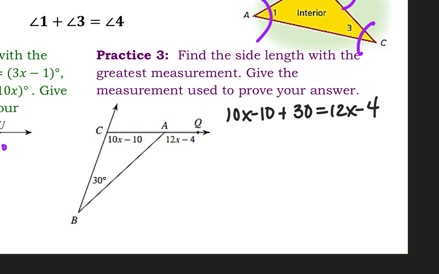What'd you get for the x value? 12. And for angle C, what did y'all get? What was that? 110. And for angle BAQ, this one on the exterior angle? 140. So what's the angle on the inside? Should be 40, yes. I was writing 40. All right, so then this one's looking for the side length with the greatest measurement. So what side should it be? This one should be B to A.